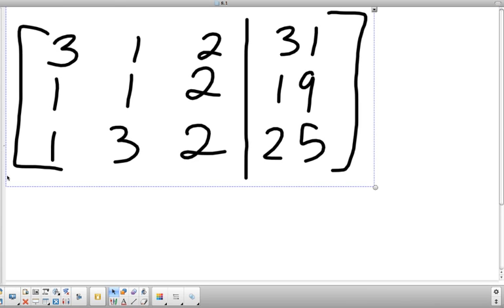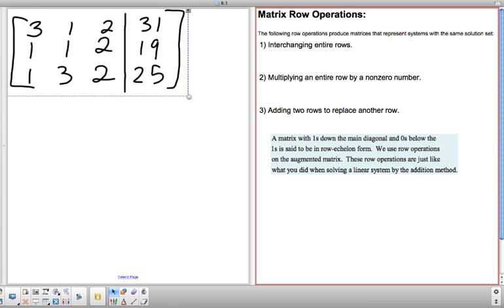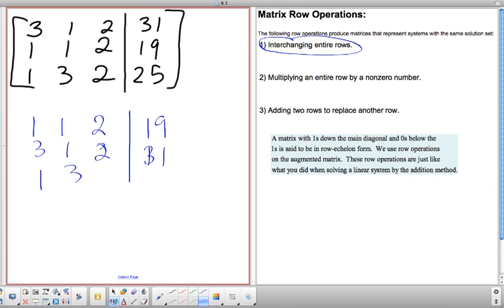The operations that are allowed when you're solving and finding a solution when you're working with matrices are the following. You may interchange entire rows. That means I could swap these two rows out and write the first row as 1, 1, 2, 19, then 3, 1, 2, 31, and 1, 3, 2, 25. That's a legal move with this matrix.